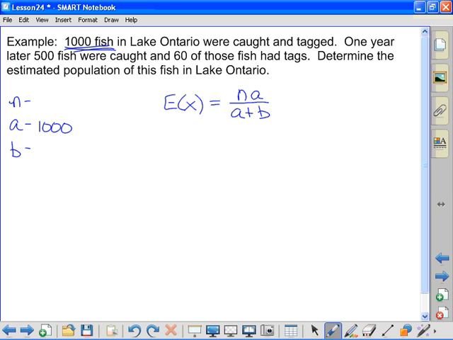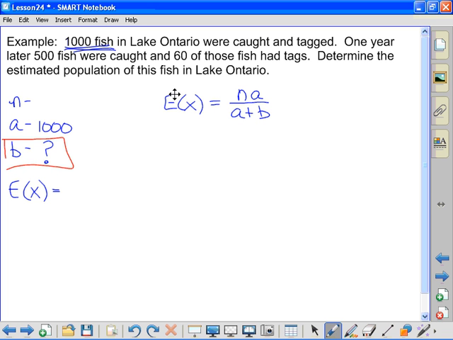B is the number of failures. Well, we don't know how many fish are untagged, so that's actually what we're looking for. This is our unknown right here. We don't know how many failures are out there, fish that don't have tags. So that must mean that we know all the other pieces of information. So I need to add expected value over here because we must know that particular value. So what we're doing is we're kind of reversing it a little bit.